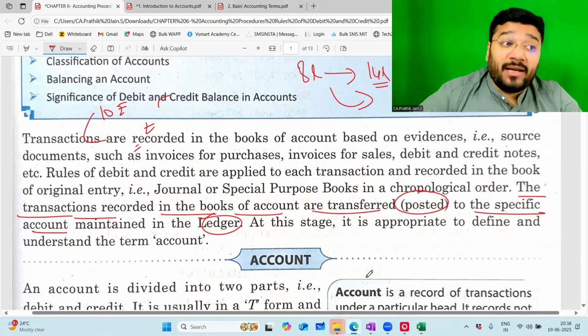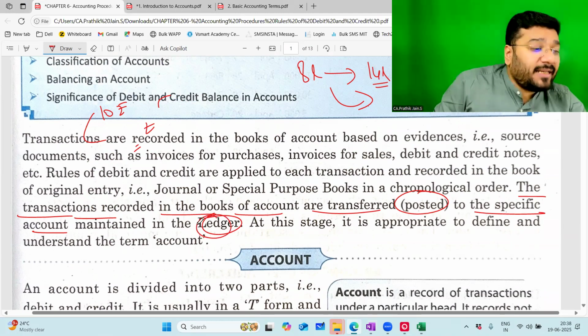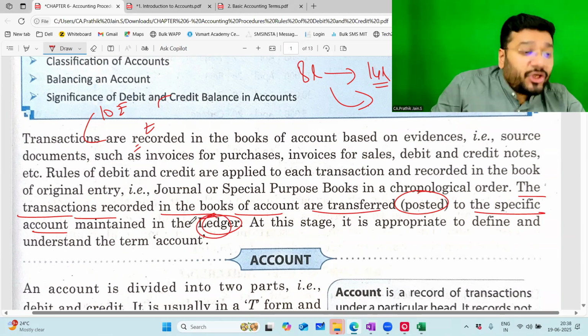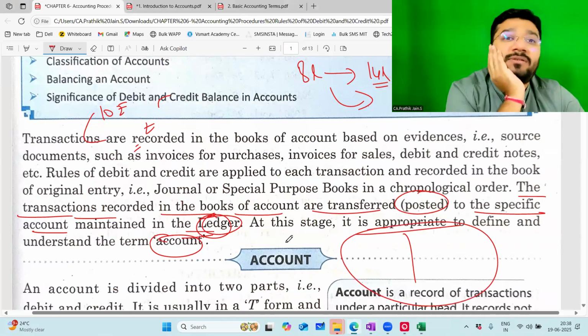Why are we preparing the ledger? Because the format of the journal does not facilitate totaling. So for totaling purposes and classification purposes, I will take it to the next stage called the ledger. In the ledger, you prepare one thing called an account, which is in T-shape format. What is an account? I'll be discussing that in the next class.